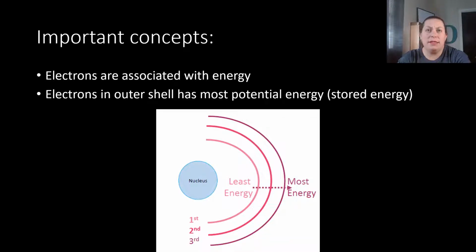So some important concepts, guys, with this. The electrons are associated with energy. Each of these shells, these orbitals, have energy in them. And the further we get away from the nucleus, the more energy there is. Okay, the further away we get, the more freedom they have. And so because of that, they move more and they have a lot more energy. So electrons in the outer shell have the most, we call, potential energy. This means it's stored energy that could be used for something. They're getting anxious and they could use this energy for something.